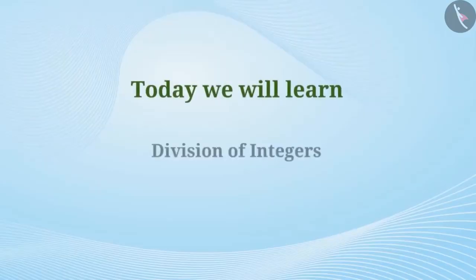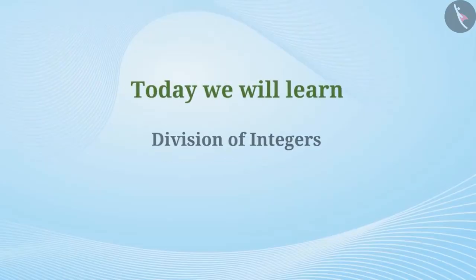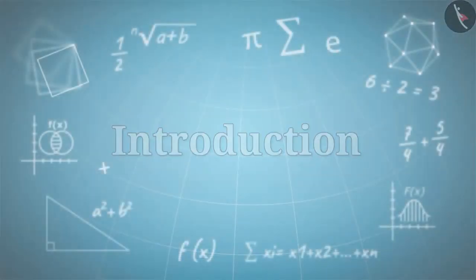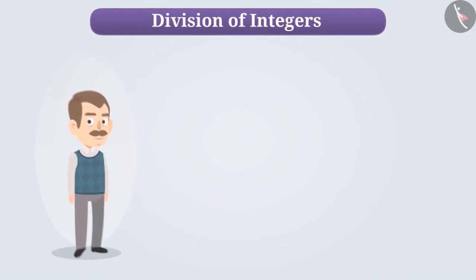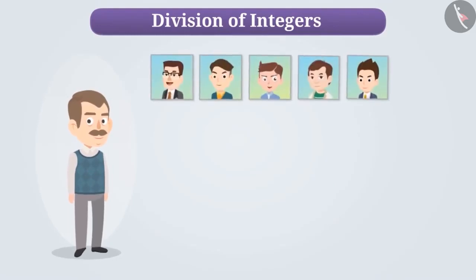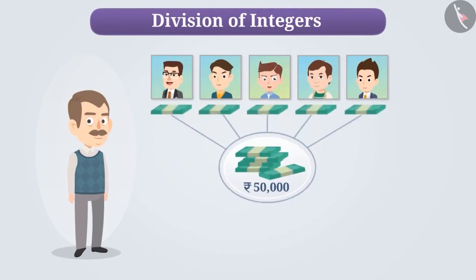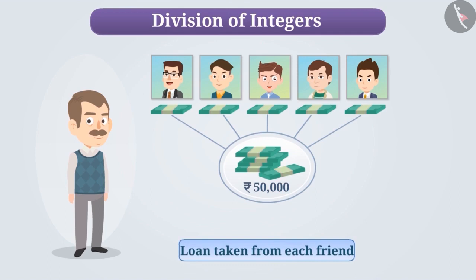Today we will learn division of integers. A farmer named Rajesh took a loan of rupees 50,000 from his 5 friends for his daughter's wedding. If he has borrowed the same amount from each of his friends, then the loan taken from each friend can be found by dividing 50,000 rupees by 5. On solving this, we get to know that the loan taken from each friend is 10,000 rupees, which we represent as minus 10,000. In today's video, let us learn the division of integers in a fun way.